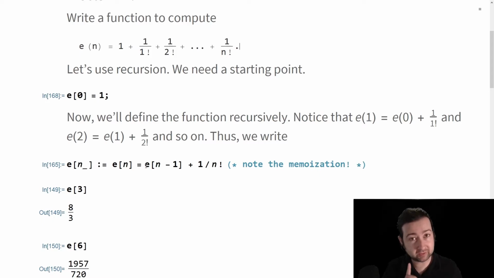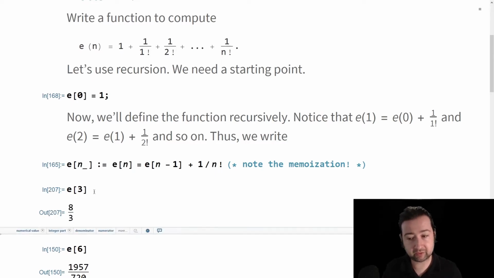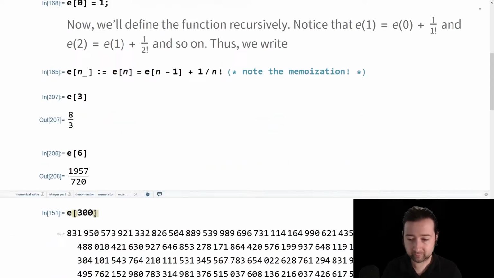And notice that I've used the same memoization trick here to make sure that this runs efficiently, where my definition of the function is not just a calculation, but it's going to do the calculation and then also store it in a name so it can be recalled when necessary. So you can compute this if you like for large values of e, and so on.